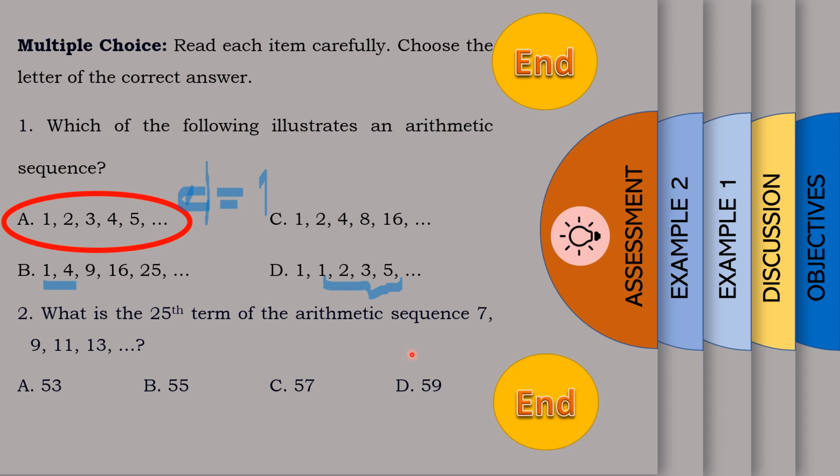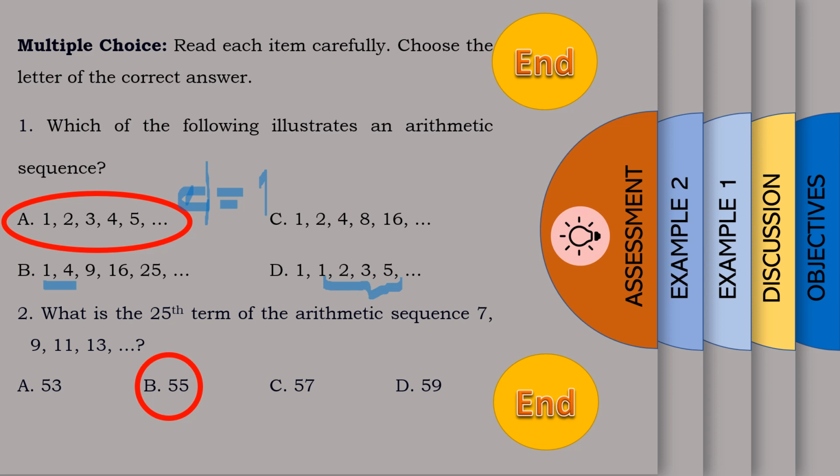Okay, time is up. Tingnan natin. The correct answer is 55. The 25th term of the given arithmetic sequence 7, 9, 11, 13 is 55. So, again, I advise you to use the formula. Just substitute the value in our formula.